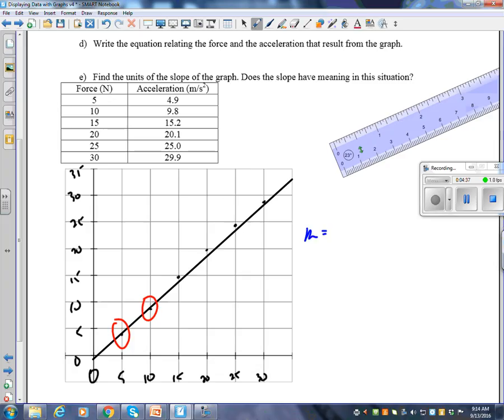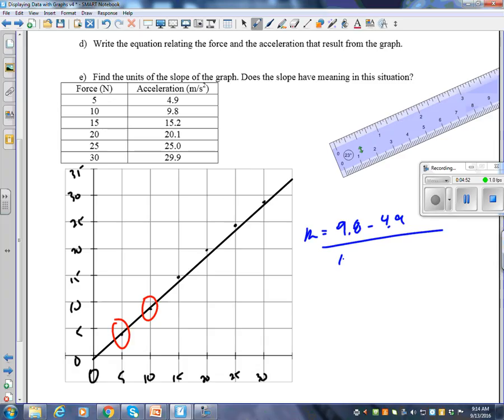The slope is equal to, I'm going to write down here, this one here was 9.8 minus this one here, which is 4.9, and the x's are 10 and 5.